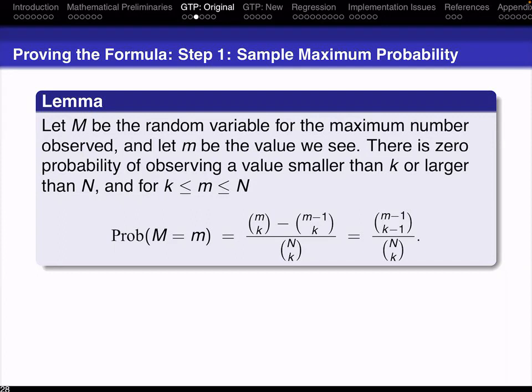Well, m choose k is the number of ways to choose k tanks from m. That doesn't mean the largest serial number is m. It doesn't mean we chose m. It means the largest one we chose is at most m. We then subtract m minus 1 choose k. That's the number of ways to choose k tanks from m minus 1, where the largest serial number chosen is at most m minus 1. So the difference between them has to be all of the combinations that have a largest tank of m.